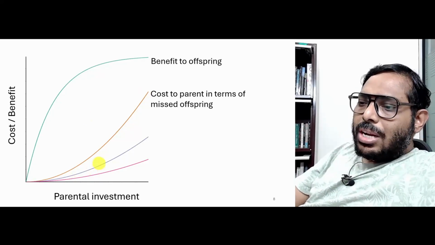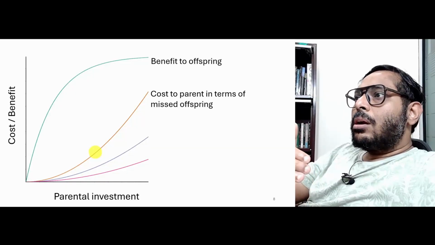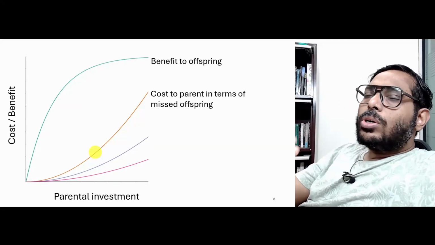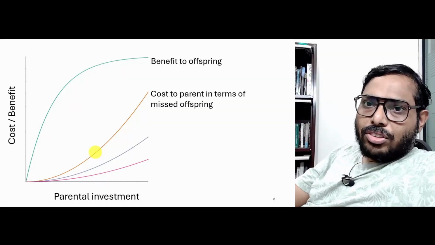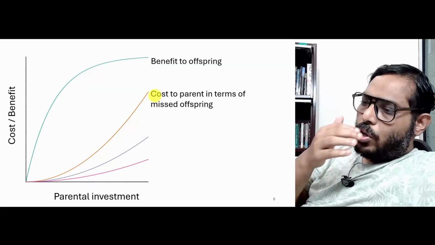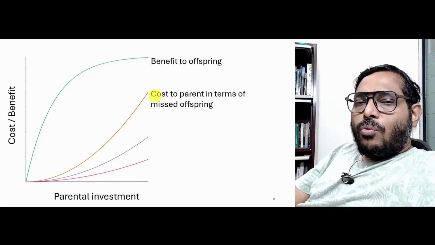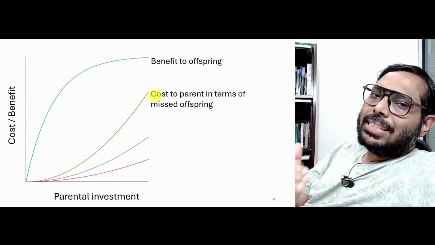As it keeps on increasing more and more in the existing offspring, the total amount of loss that it incurs in terms of getting future offspring keeps on increasing monotonically. Great. So, where exactly is the parent's reproductive success maximized?